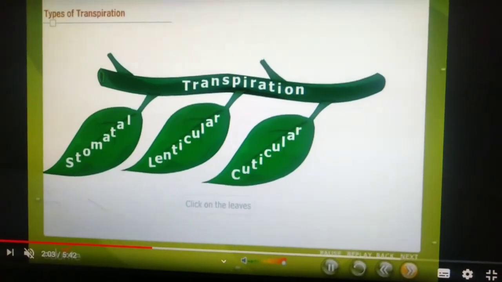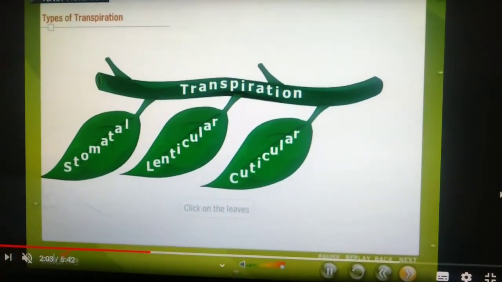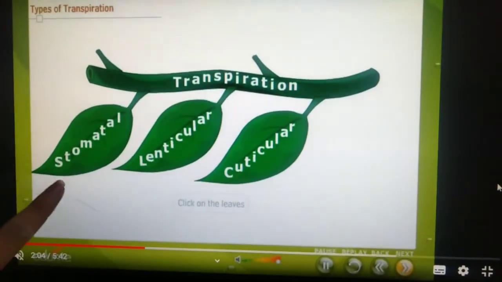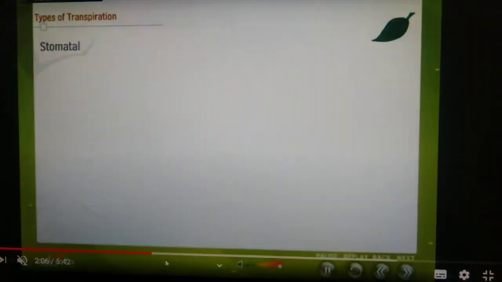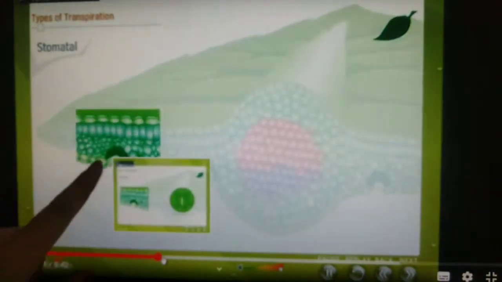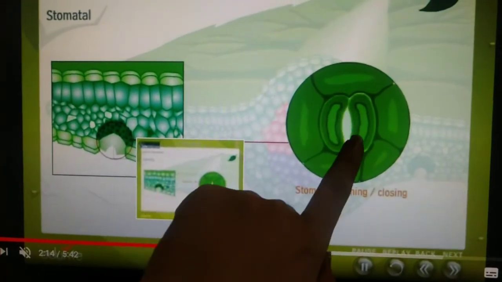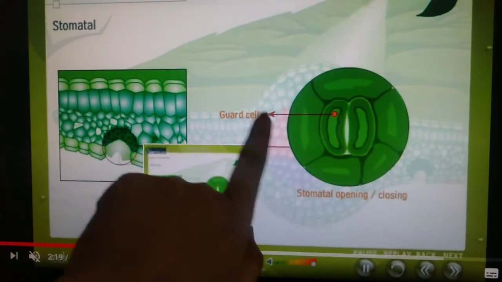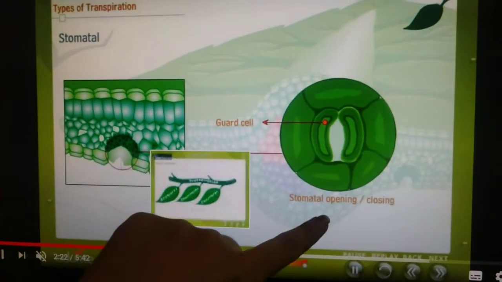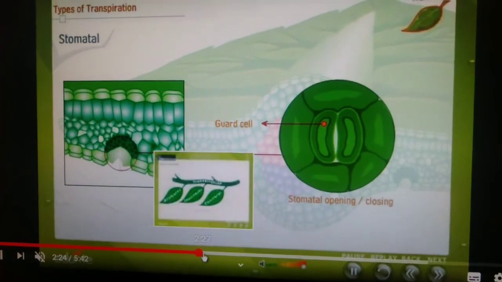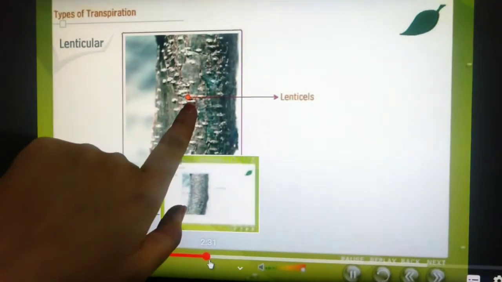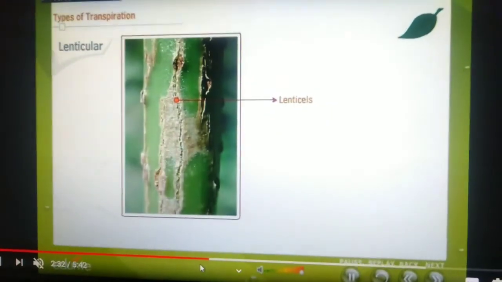As I told you, transpiration takes place because of the leaves. Leaves have stomata, which get opened and closed through the guard cells. This makes the stomata open or close for the transportation of materials. In the same way, the stem has lenticels, which open and help in transpiration.